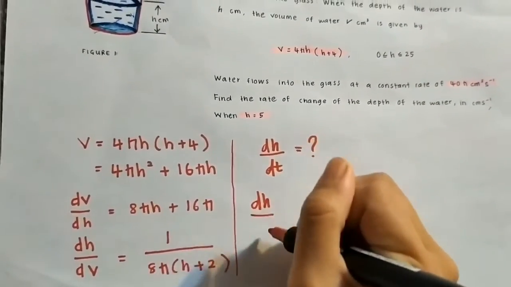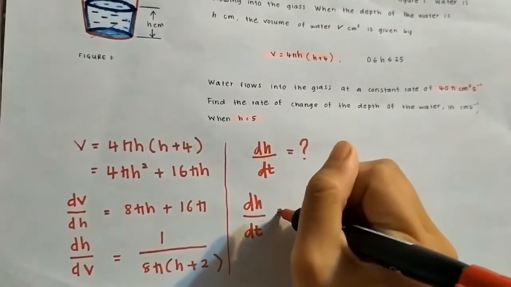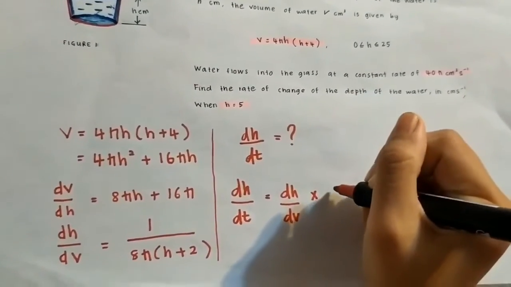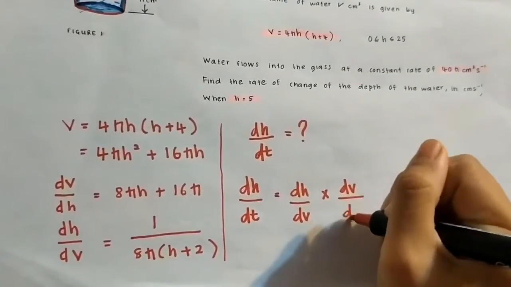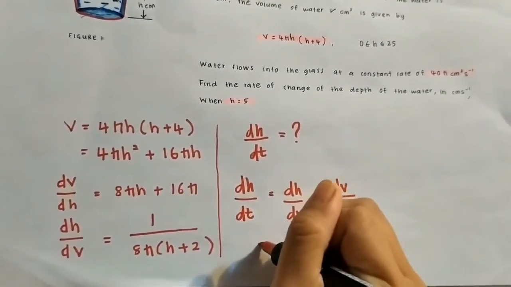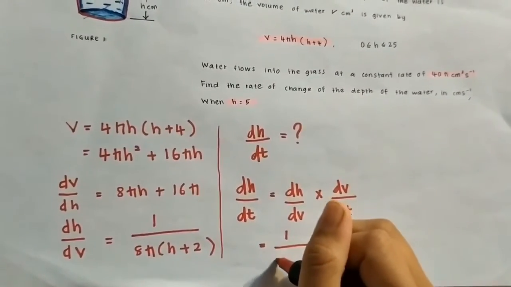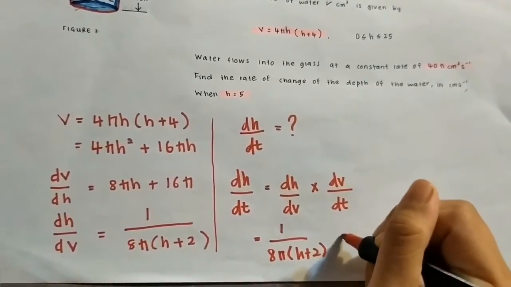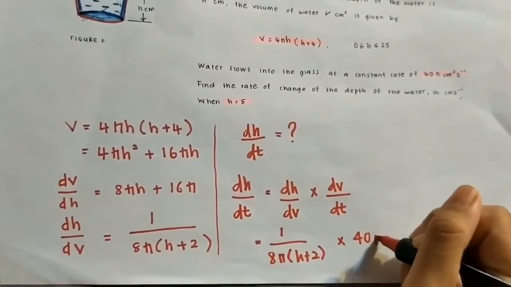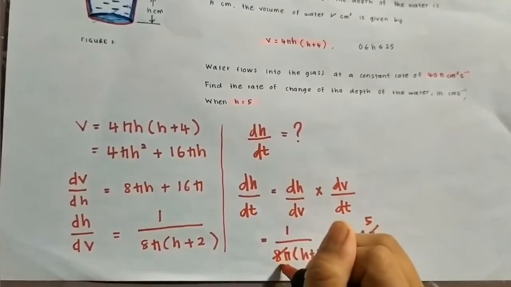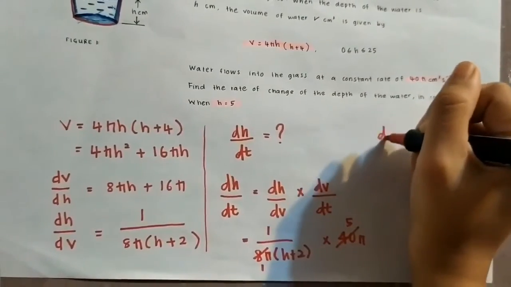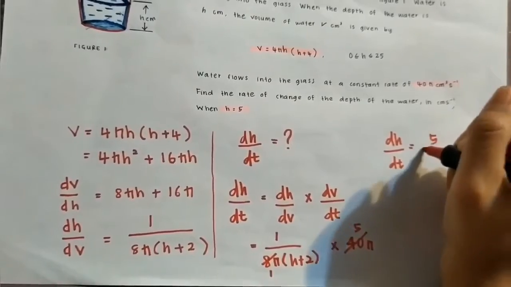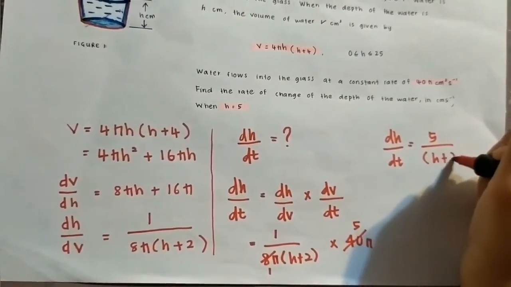dh over dt equals dh over dV times dV over dt. So dh over dt equals 1 over 8 pi (h plus 2) times 40 pi. Then we solve it: 40 becomes 5 and 8 pi becomes 1. So dh over dt equals 5 over (h plus 2).